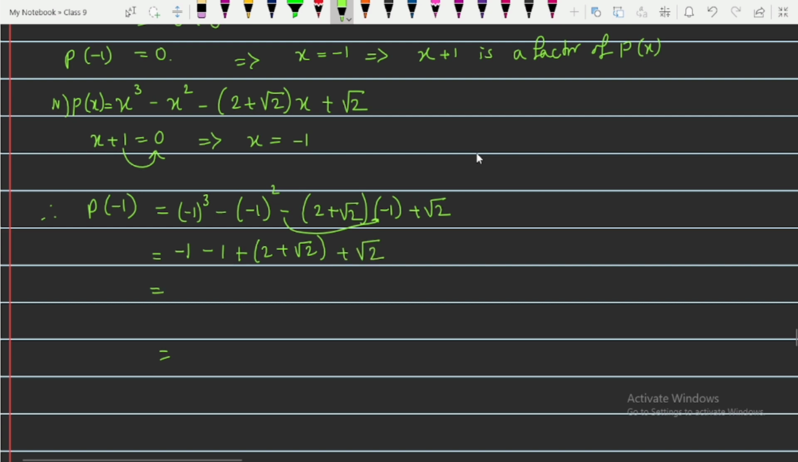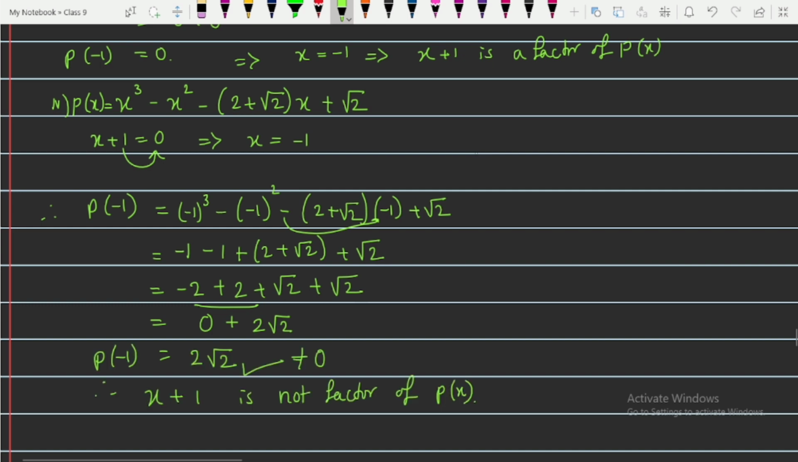So now you can say it is minus 1 minus 1 plus 2 plus root 2 plus root 2. The numbers cancel to 0, but the root 2 terms give 2 root 2. So p(-1) is 2 root 2, which is not equal to 0, right? Therefore x plus 1 is not a factor of the given polynomial p(x). In this way you can check whether it is a factor or not.